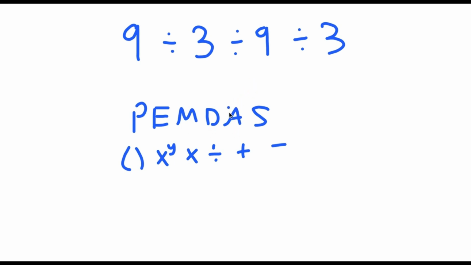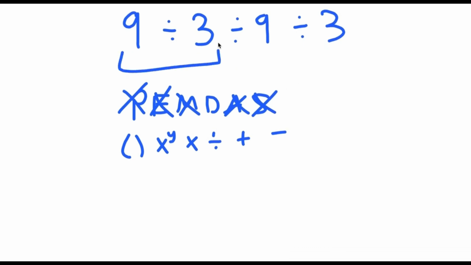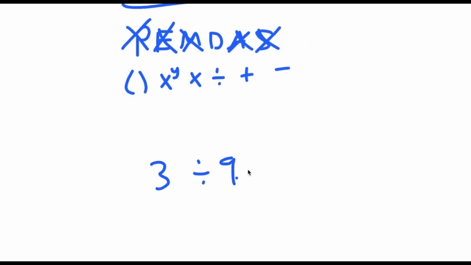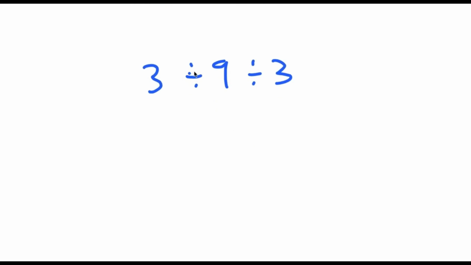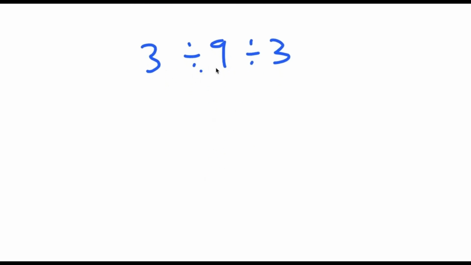So, to solve this, well, we only have division here. We don't have parentheses, we don't have exponents, we don't have multiplication, we don't have addition, and we don't have subtraction. So to solve this, I just go from left to right. So I first do 9 divided by 3, which is 3. So I have 3 divided by 9 divided by 3. And to solve this, because 3 divided by 9 isn't a whole number, I'm going to rewrite this as 3 divided by 9 divided by 3, which is the same thing as 3 over 1.